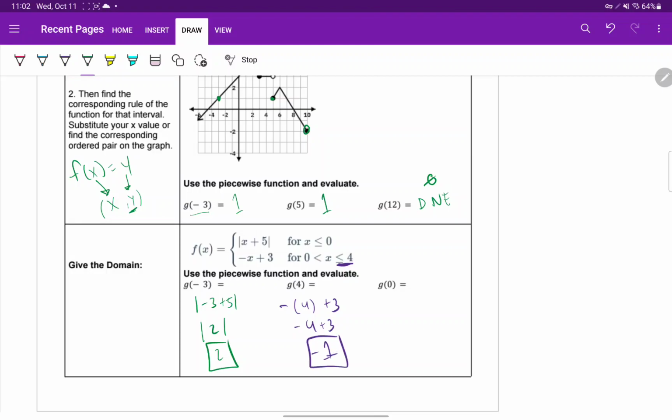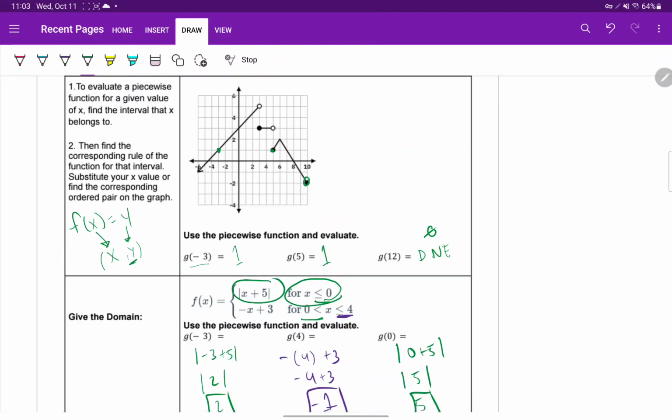And last we have g of 0. So now be careful here because there's two zeros. Hopefully you figure out which one correctly it goes into. It goes into the first one because the first one says x is less than or equal to 0. So therefore we take 0, we plug it into the absolute value of x plus 5. So the absolute value of 0 plus 5, which is the absolute value of 5, which my final answer is 5. All right, and that's how you evaluate a piecewise function, either through a graph or through points.